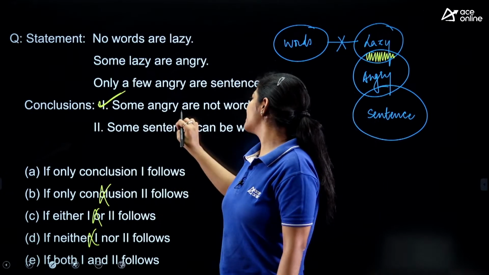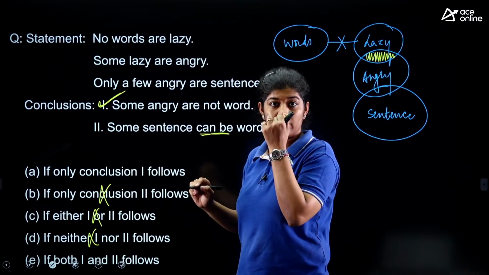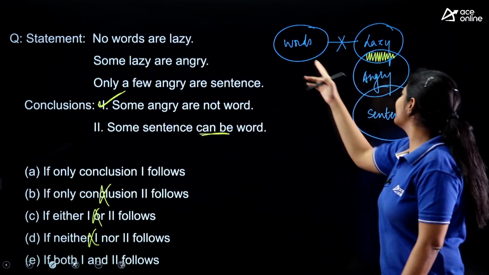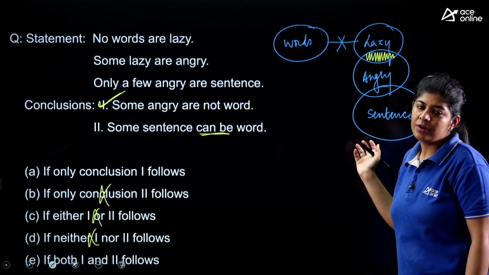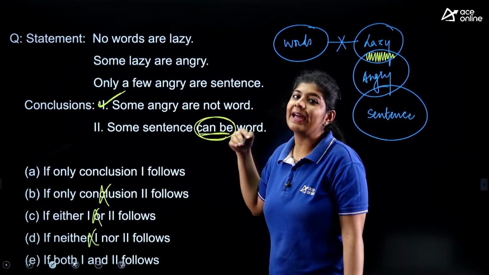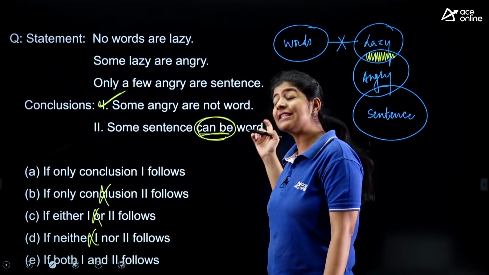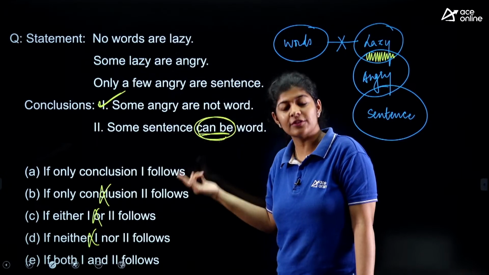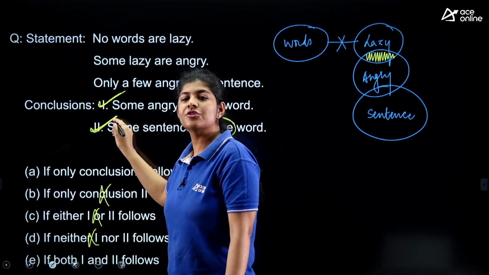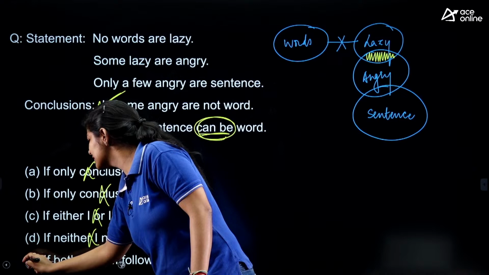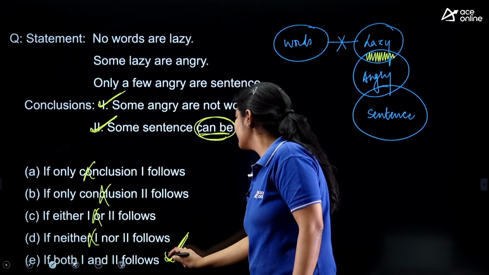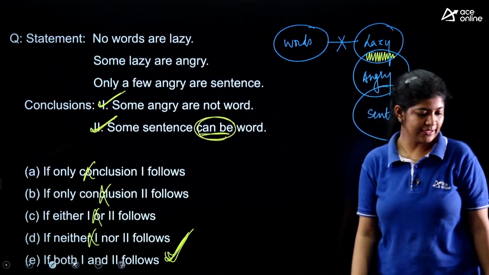Second, some sentences can be, again we are having a possibility case, right? Do we have anything common in between these two? No. So can we say anything? No. But here we are having a possibility, and if the rest of the conclusions are in the can't say condition, that possibility is considered as true. That means option number E is the correct one. Option number E is the correct one. Clear?